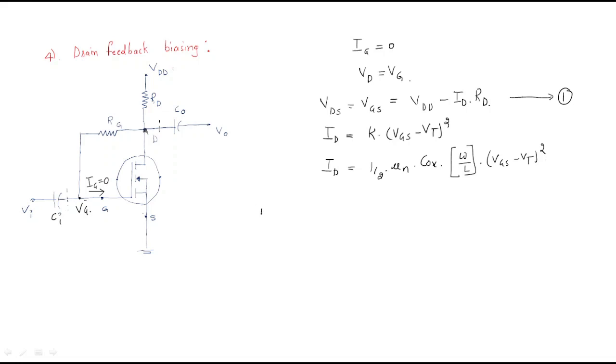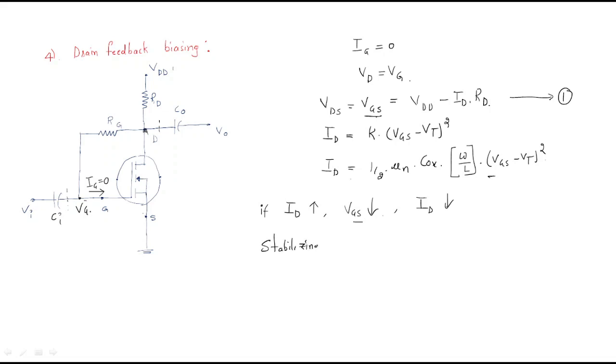Same concept here. If the drain current increases, what happens? What about VGS? Here VGS decreases. Same thing. Whenever VGS decreases, automatically the ID value decreases. So ID increases, but then the ID value decreases. This way we will stabilize the circuit and the operating point.